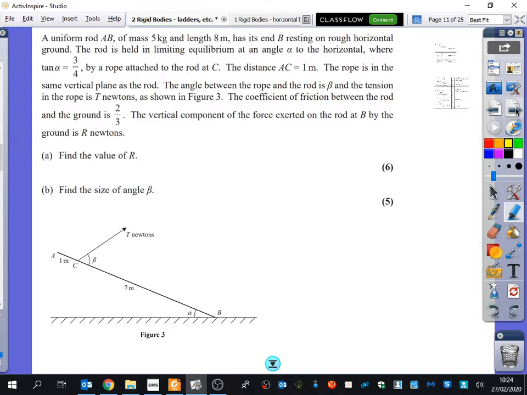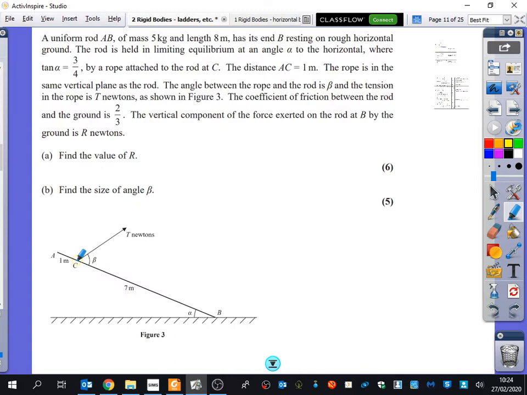It says a uniform rod AB of mass 5 kilograms and length 8 meters has its end resting on rough horizontal ground. The rod is held in limiting equilibrium at an angle alpha to the horizontal, where tan alpha is 3/4, by a rope attached to the rod at C. The distance AC is 1 meter. The rope is in the same vertical plane as the rod. All that means is it's not going at a kind of tilty angle.